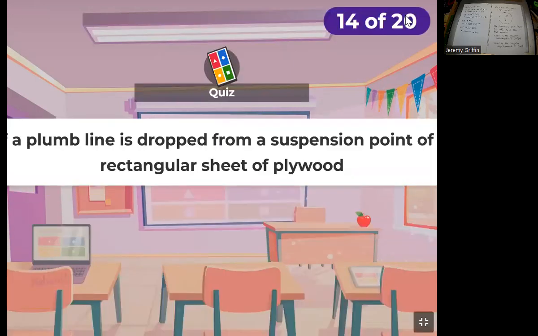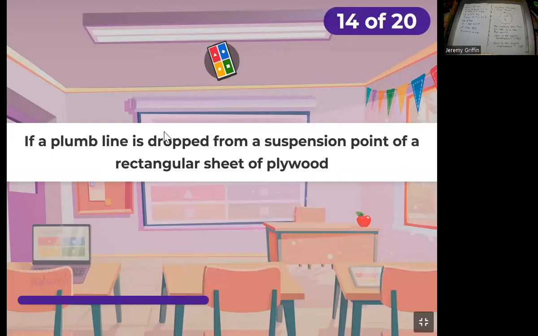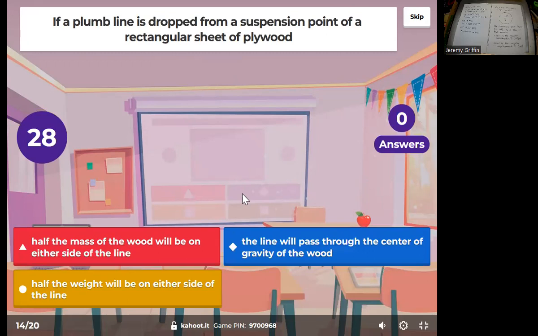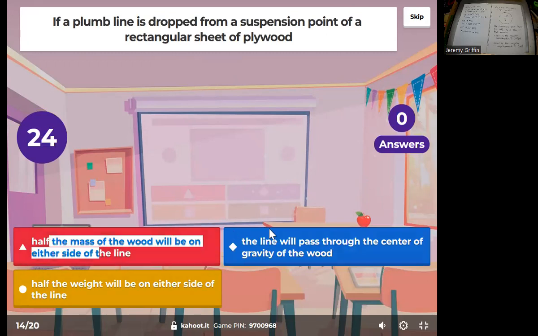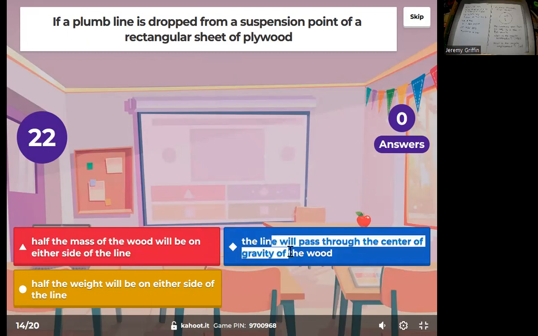A plumb line is dropped from a suspension point of a rectangular sheet of plywood. Say half the mass of the wood will be on either side of the line. The line will pass through the center of gravity of the wood. Half the weight will be on either side. I'm thinking the line will pass through the center of gravity.